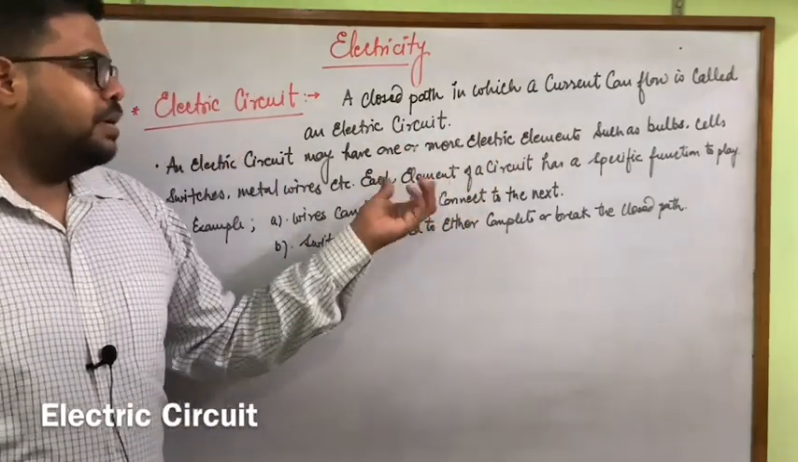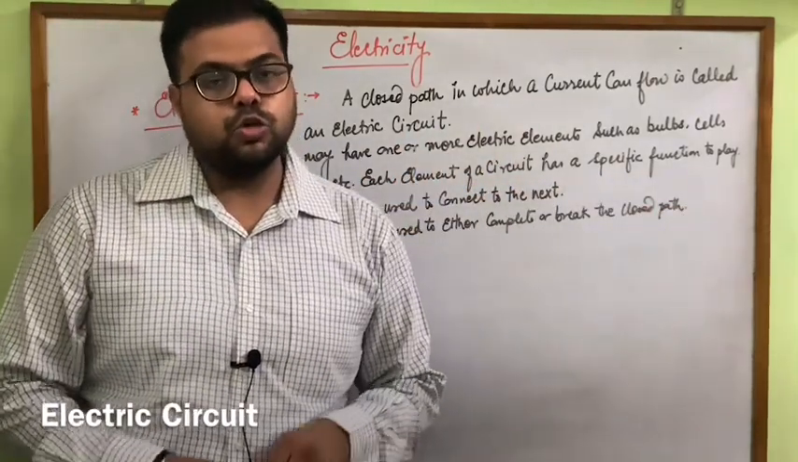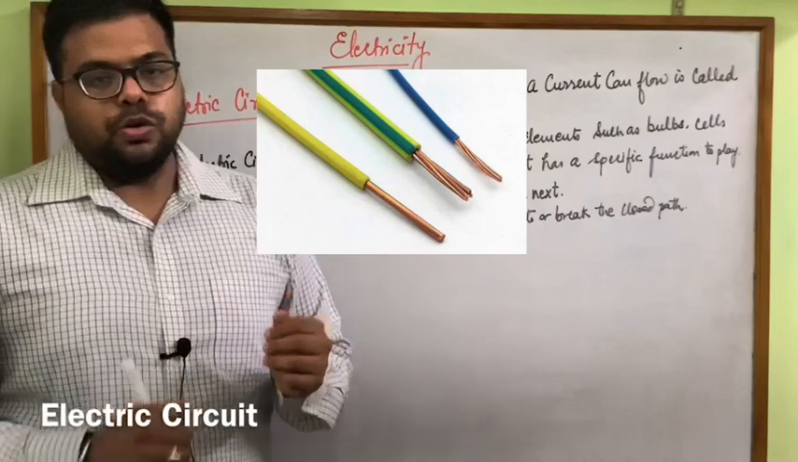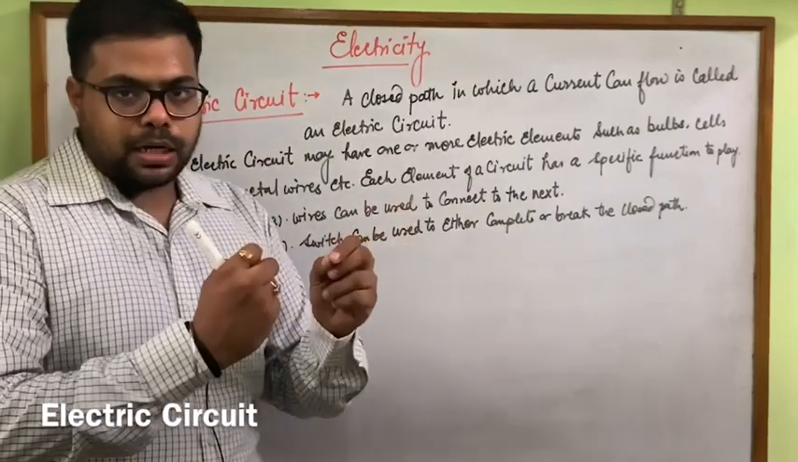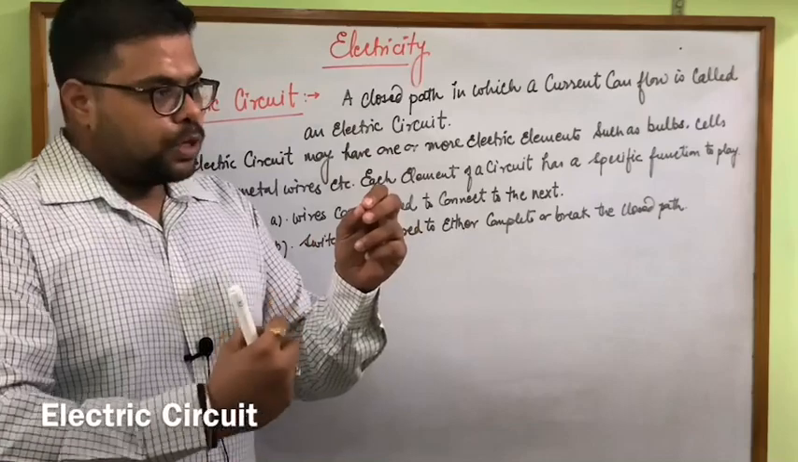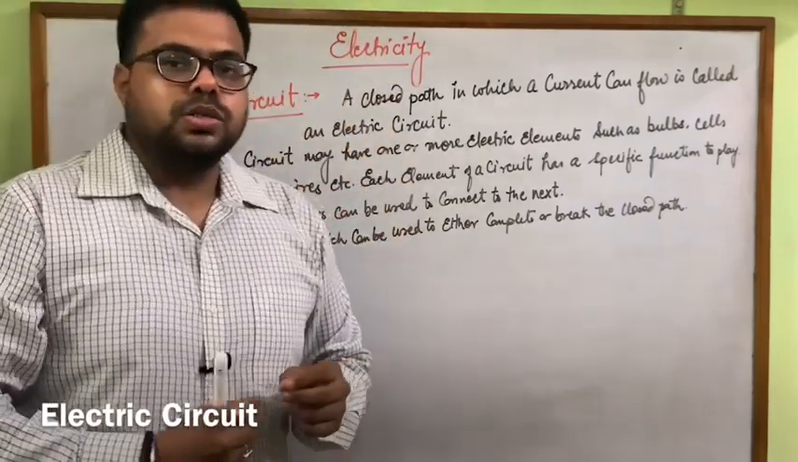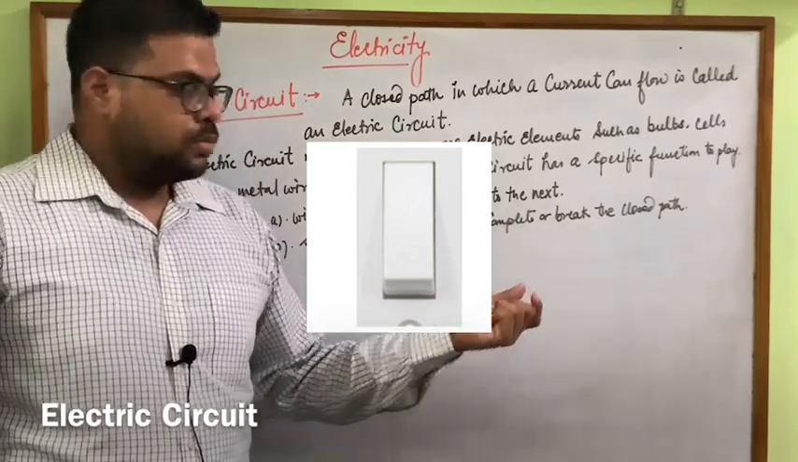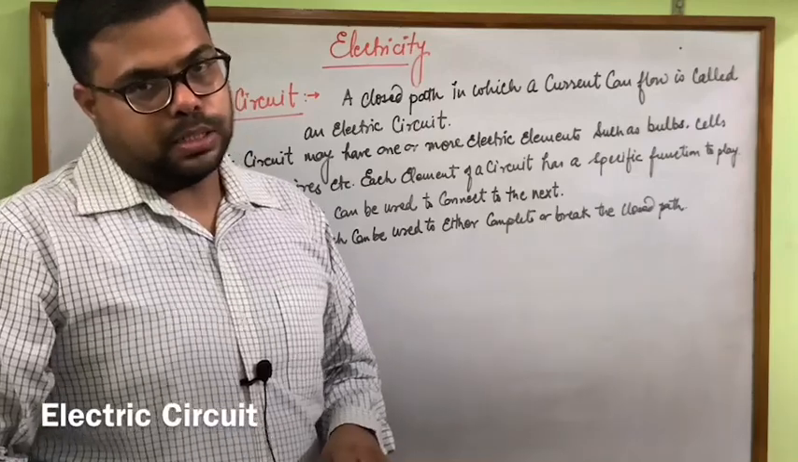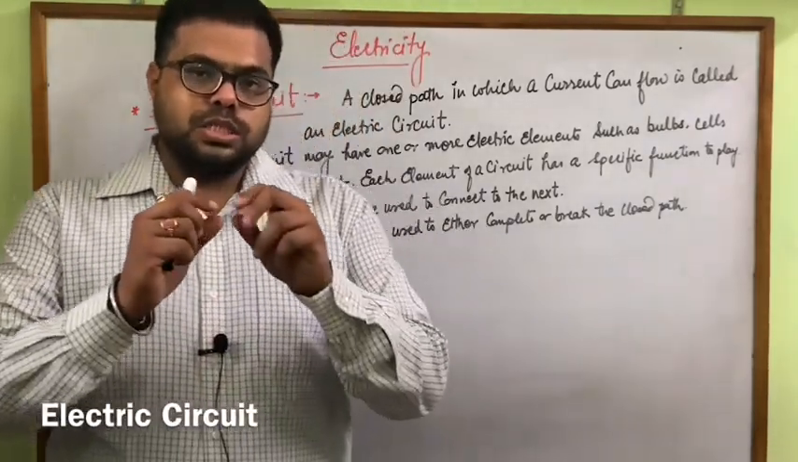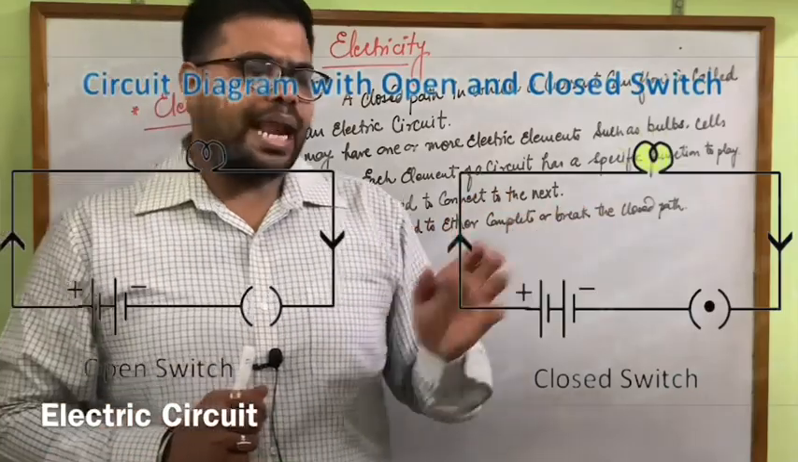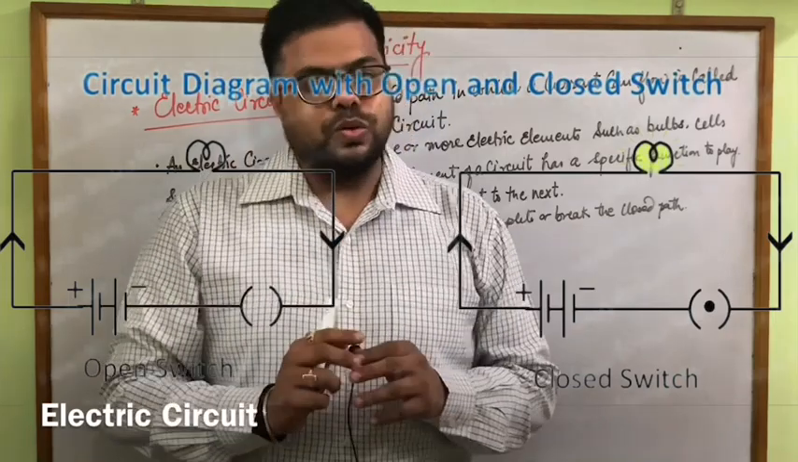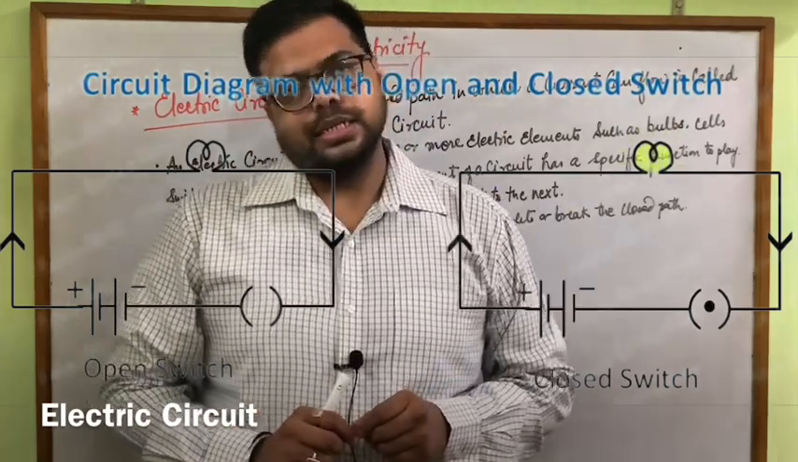Each element of a circuit has a specific function to play, like wire, electric wire. You can also see it in your home. Wire can be used to connect to the next thing. First connect to the bulb, then the bulb connects to the particular switch. A switch can be used to either complete or break the closed path. When the switch is open, electricity cannot flow in the circuit. When the circuit is closed, electricity is going to pass in the circuit.